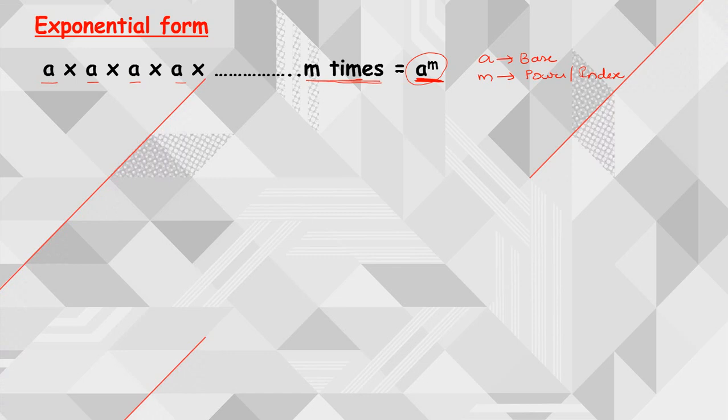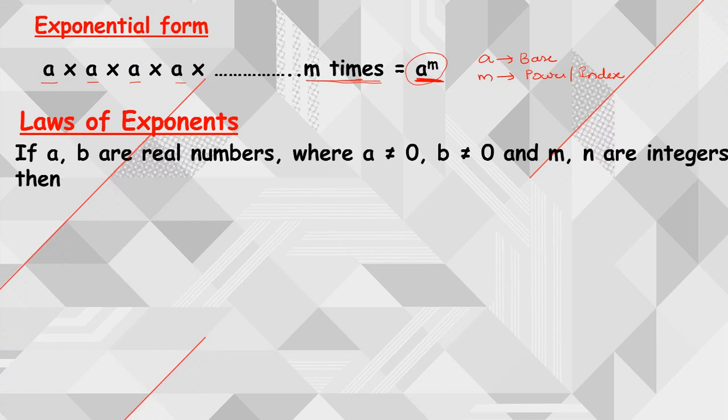Now we need to recall some laws of exponents. What are the laws of exponents that we have already discussed? Let us see. If a and b are two real numbers such that a is not equal to 0 and b is not equal to 0, and m, n are integers. Since we are raising the thing to some power, these m and n are integral powers. Then we have the laws of exponents. The first one is a power 0 is equal to 1.